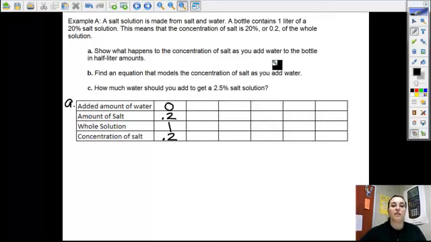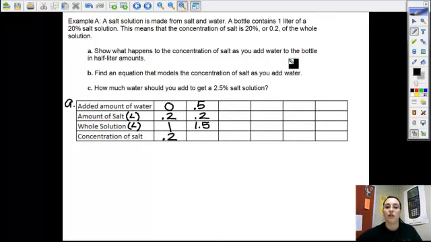So let's say we want to talk about adding in half-liter amounts. So I'm going to add another half of a liter. That means that my whole solution is now 1.5 liters, but the amount of salt that I have is still only 0.2 liters. These are in liters right here. So the amount of salt is not changing. I'm just adding water.